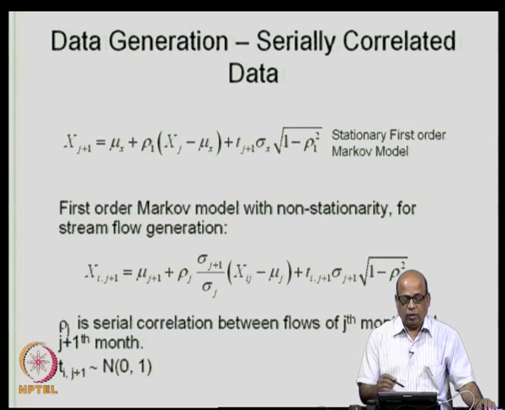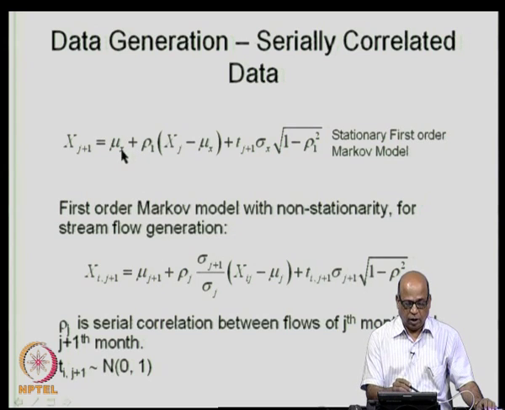So, from your stationary model, we start introducing the non-stationarity in the mean, lag 1 correlation and the standard deviation, by introducing one more index here. So, i is the year and j is the month. So, we are generating for the ith year and j plus 1th month, or j plus 1th season if you like.